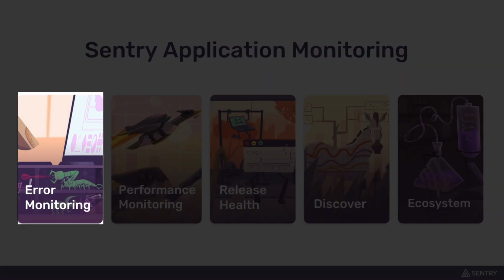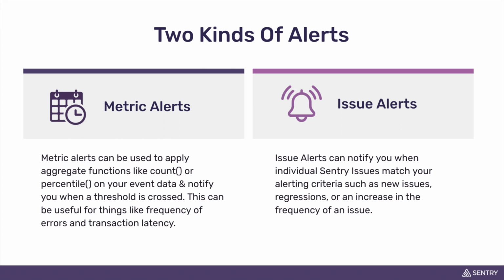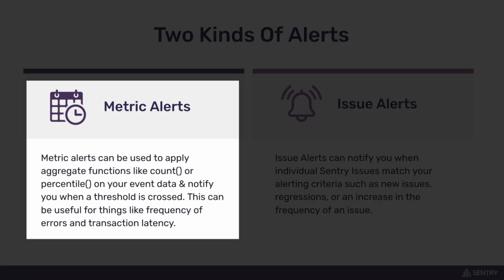Now, let's go through some best practices on how to set up alerts within error monitoring. As you probably know, Sentry groups error events into issues based on their stack trace and other factors. Metric alerts can perform various aggregations on all the events in your project, regardless of which issue they belong to, and tell you when their frequency exceeds or goes below a threshold, while issue alerts tell you about changes in individual issues, such as when a new issue is created. Let's talk about metric alerts first.